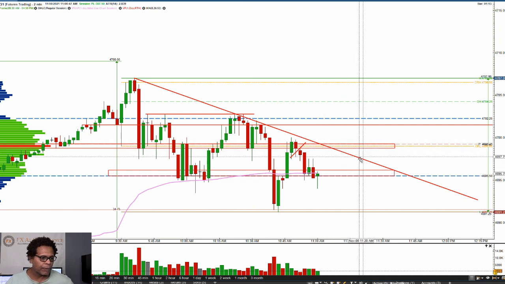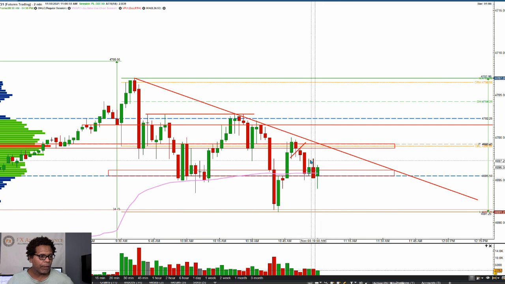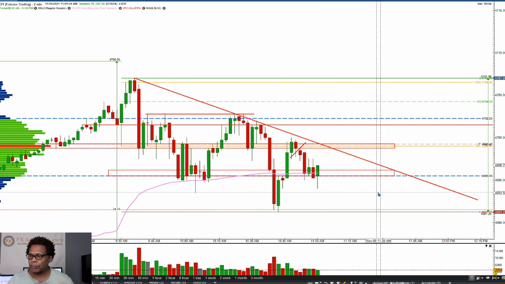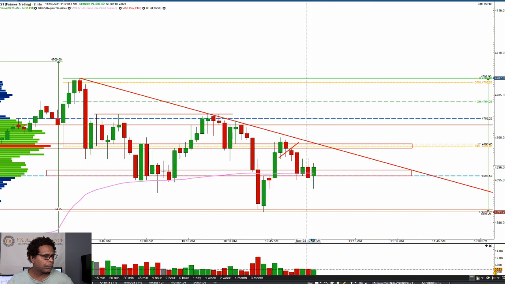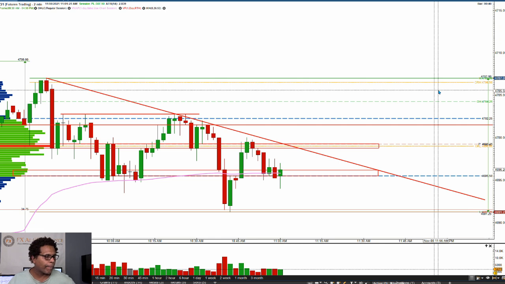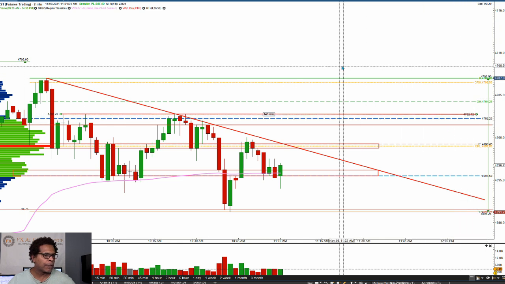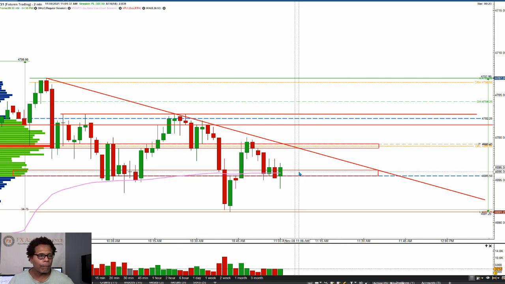And it's now 11 a.m. So about 12 will be done until 1 o'clock. And it looks like we're going to push off of this level. We don't need that anymore. Let's extend this. Good opportunity to take a long here.